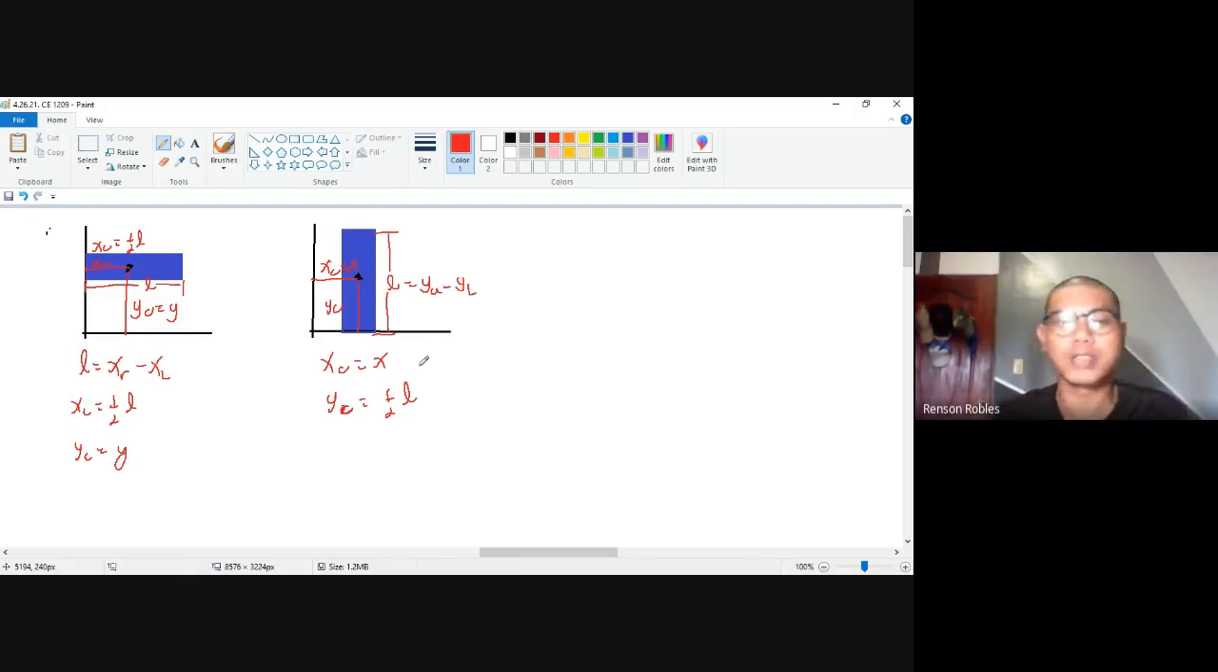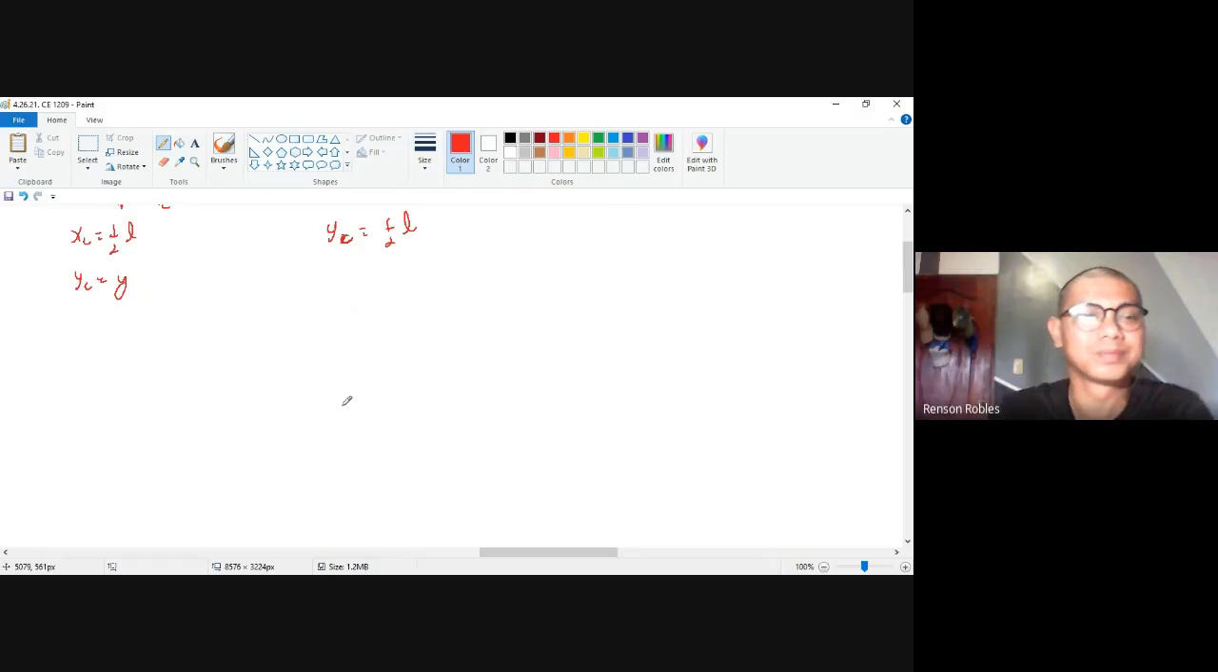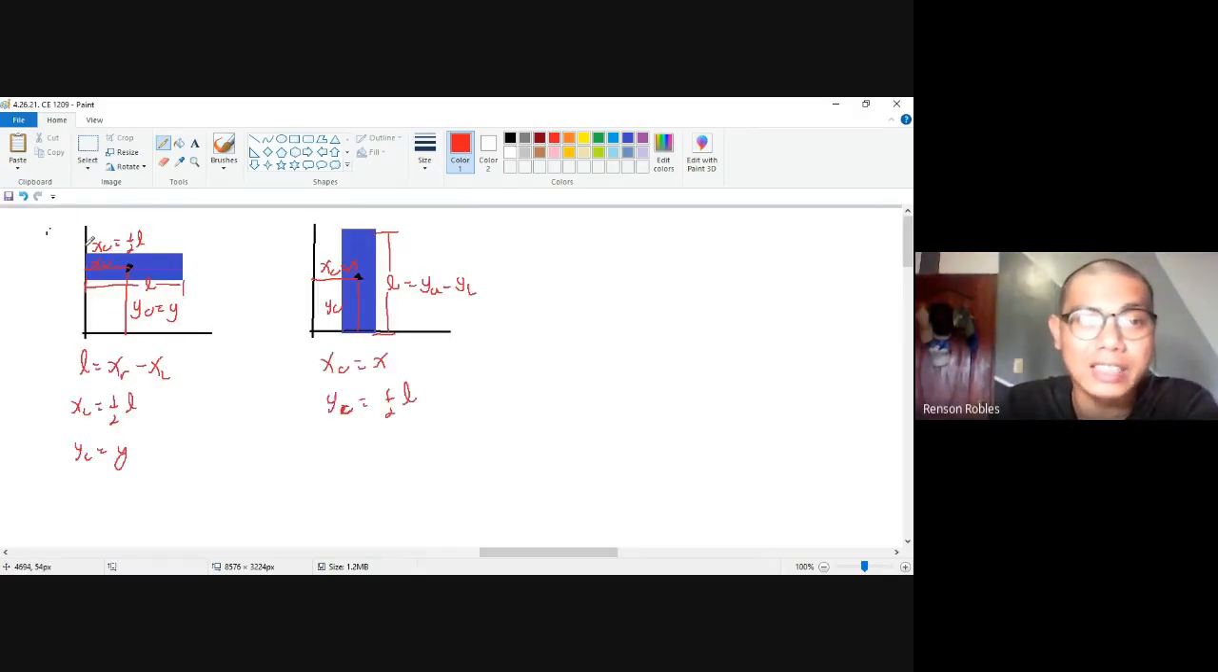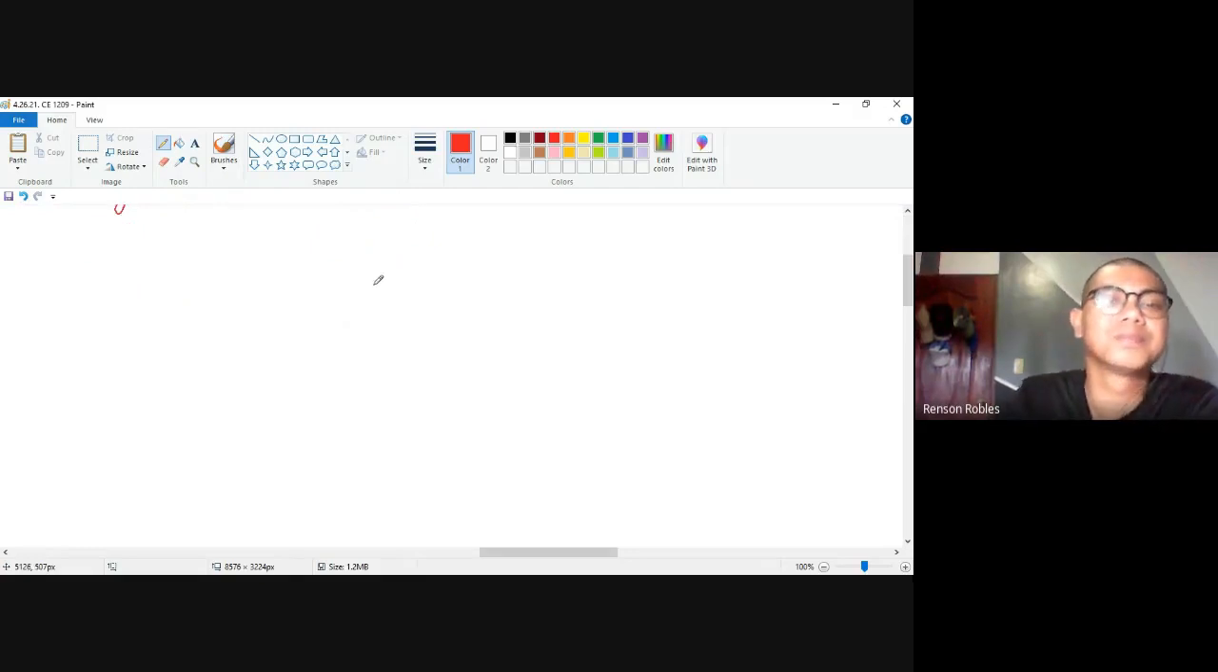Remember, when it is touching the y-axis, the element chosen is horizontal. When touching the x-axis, the element chosen is vertical. Then let's go to the case where it is floating.